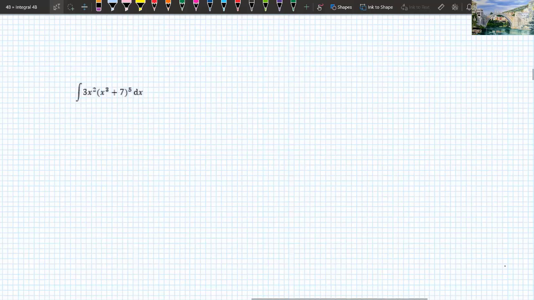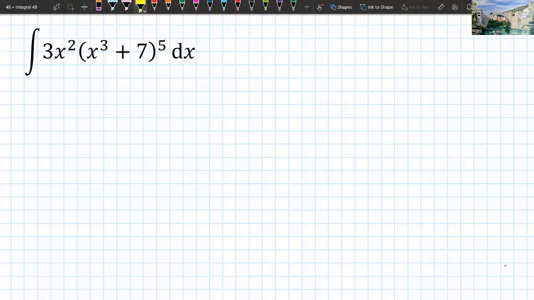So u is usually inside the function, is it? So this is the inside function, as you can see. So it doesn't fit. If it's not okay, choose another one. But let me write, this is u. So u is equal to x cubed plus 7.